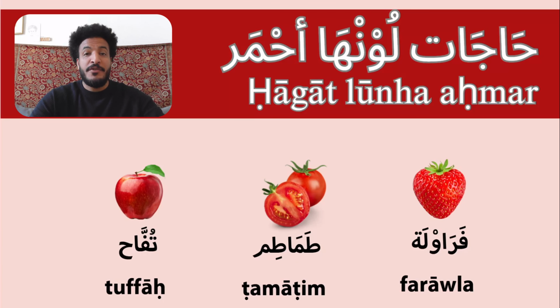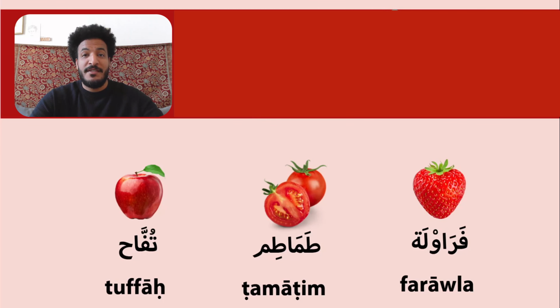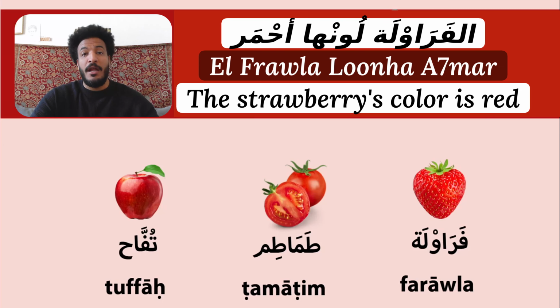Okay? The first thing we have here for things that are with the color red is فراولة. فراولة is a strawberry. To use this in a sentence, الفراولة لونها أحمر. الفراولة, the strawberry, لونها, its color, أحمر. لون is color, لونها is its color. الفراولة لونها أحمر. The strawberry has the color red, or its color is red.